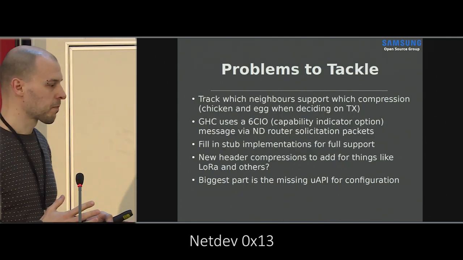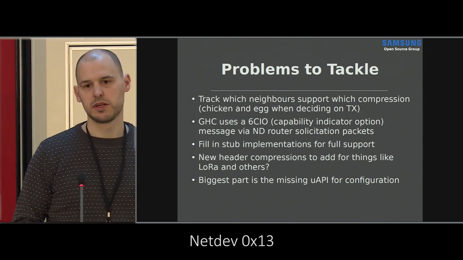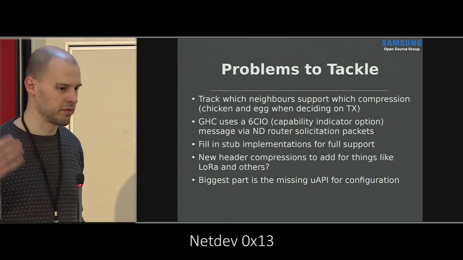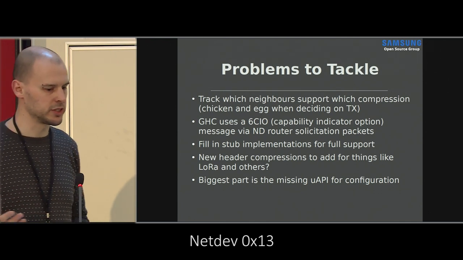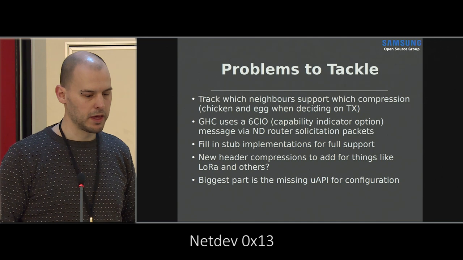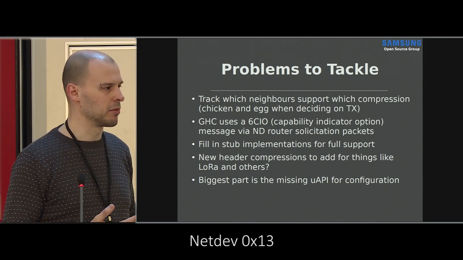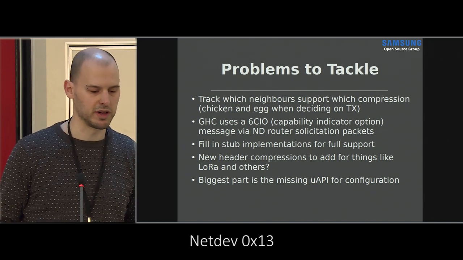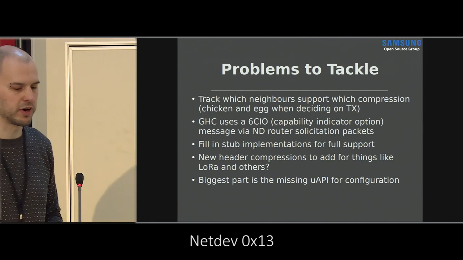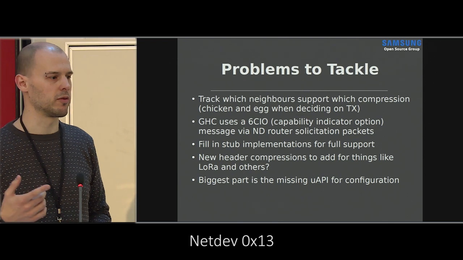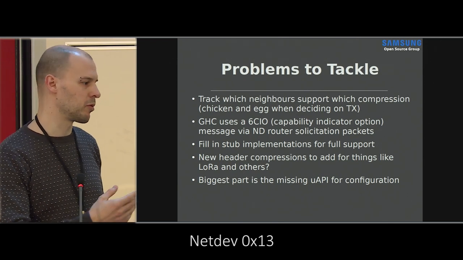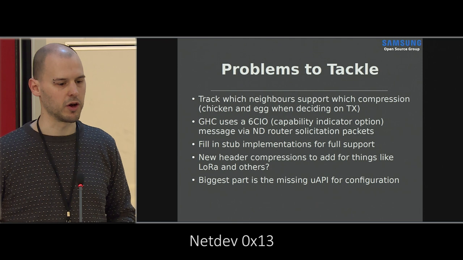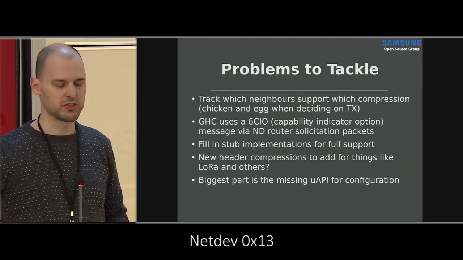Okay, so these are the problems we need to tackle here. We need some way to track the neighbors, like the neighbor cache you would have in Ethernet, for example. It might be a bit different in a mesh network with 15.4. But it's kind of a chicken and egg problem to decide when you want to transmit a compressed frame to one of your peers, because you don't know if they are able to decode it, to uncompress it. So you need to keep track of that. If you get a message from node A, for example, compressed in a specific scheme, you need to note it down in some kind of data structure to make sure you understand this node is able to use generic header compression, for example.